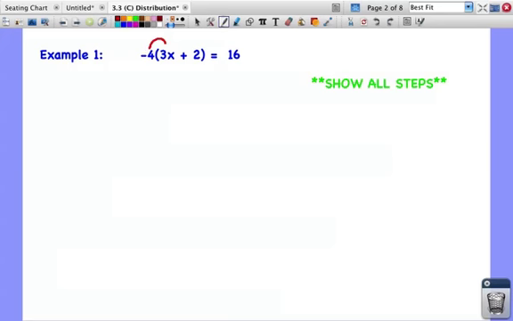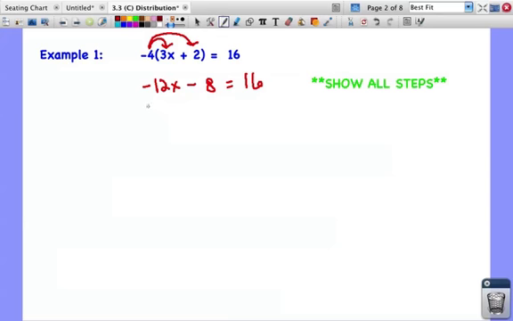So I'm going to take my negative 4, and I'm going to multiply it by 3x. Negative 4 times 3, that's negative 12. Bring down my x with it. Then I'm going to take this negative 4 and multiply it by positive 2. Negative times a positive is a negative, and it's going to be negative 8. And all this is still equal to 16.